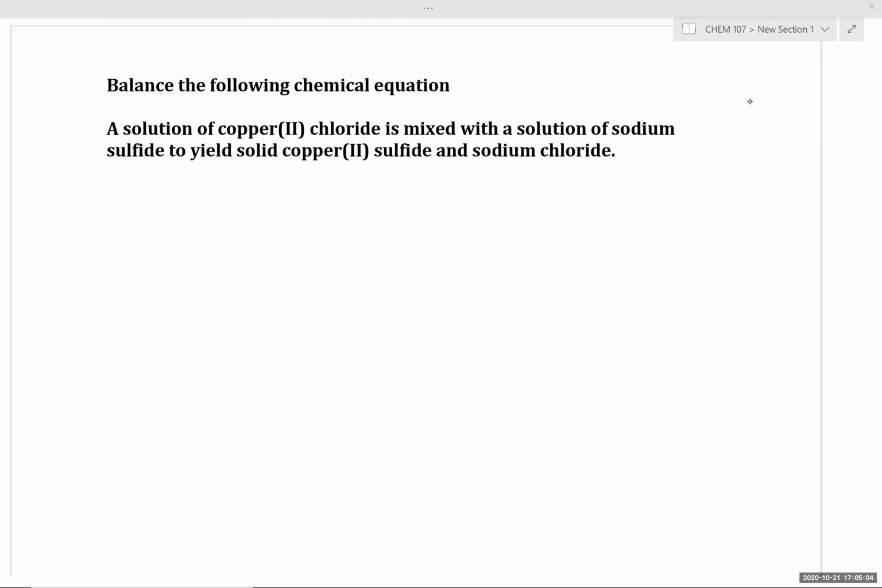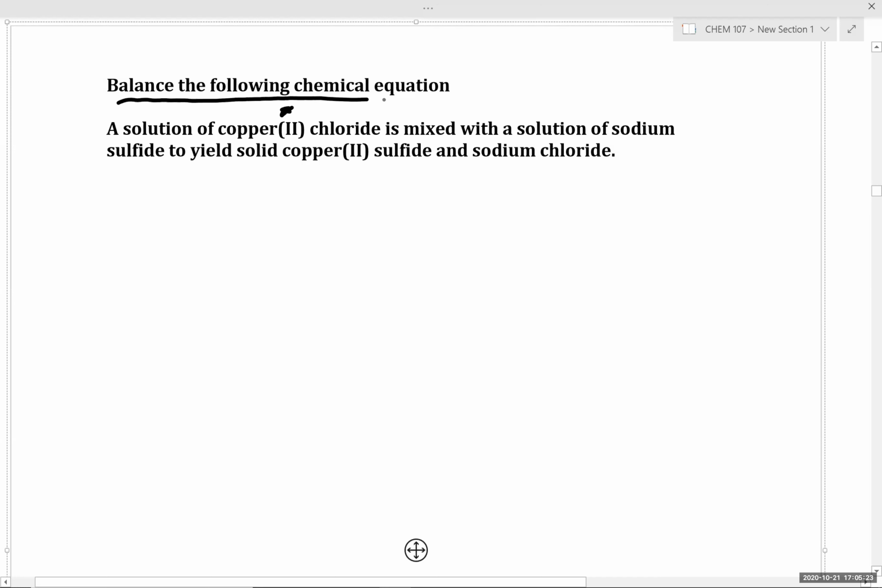Okay, so we discussed previously this idea of writing out chemical equations from text. So we know how to convert names of compounds into their corresponding formulas. So looking at the following example, we're asked to balance the following chemical equation. So the first thing we're going to do is highlight the keywords.